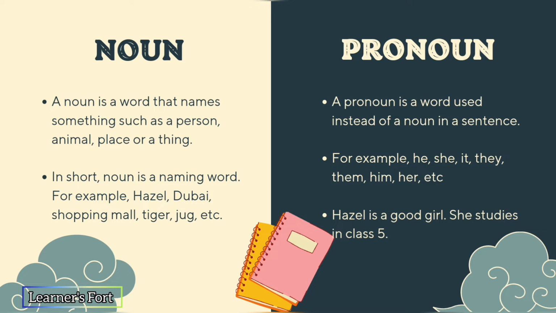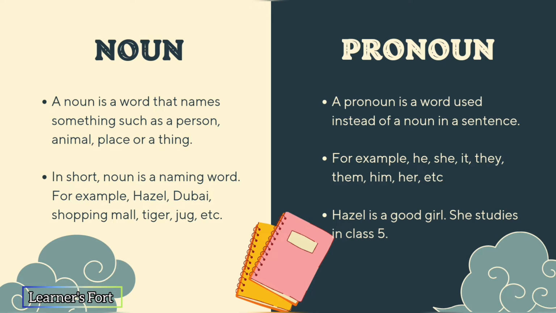For example, Hazel. Hazel is the name of a person, right? So Hazel is a noun. Dubai. Dubai is the name of a place, so it's a noun. A shopping mall is also a kind of place. You are identifying a place where you go to shop. What is this place called? A shopping mall. All right. And for example, tiger is an animal, so it's a noun. Jug, it's a thing that you put water in, so it's a noun. All right. Whatever you name, a thing, person, animal, or a place, it's known as a noun.